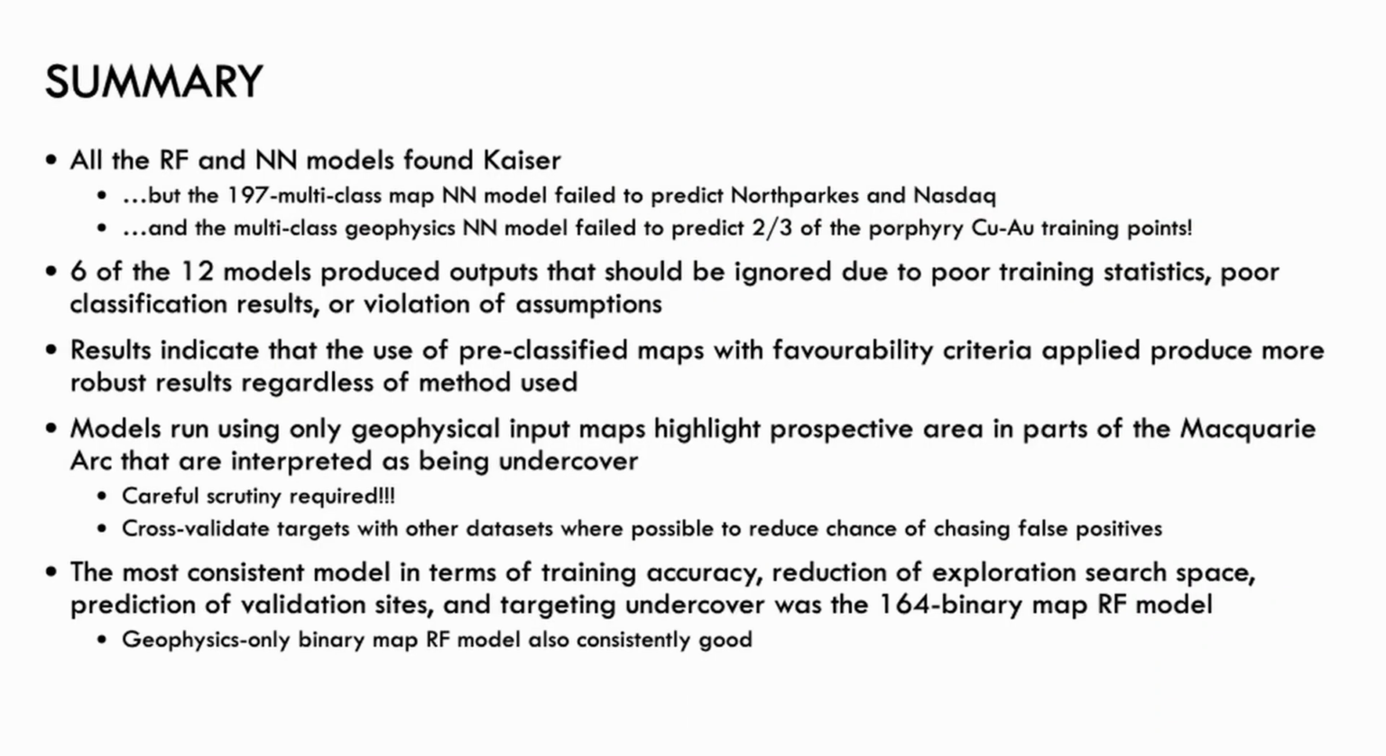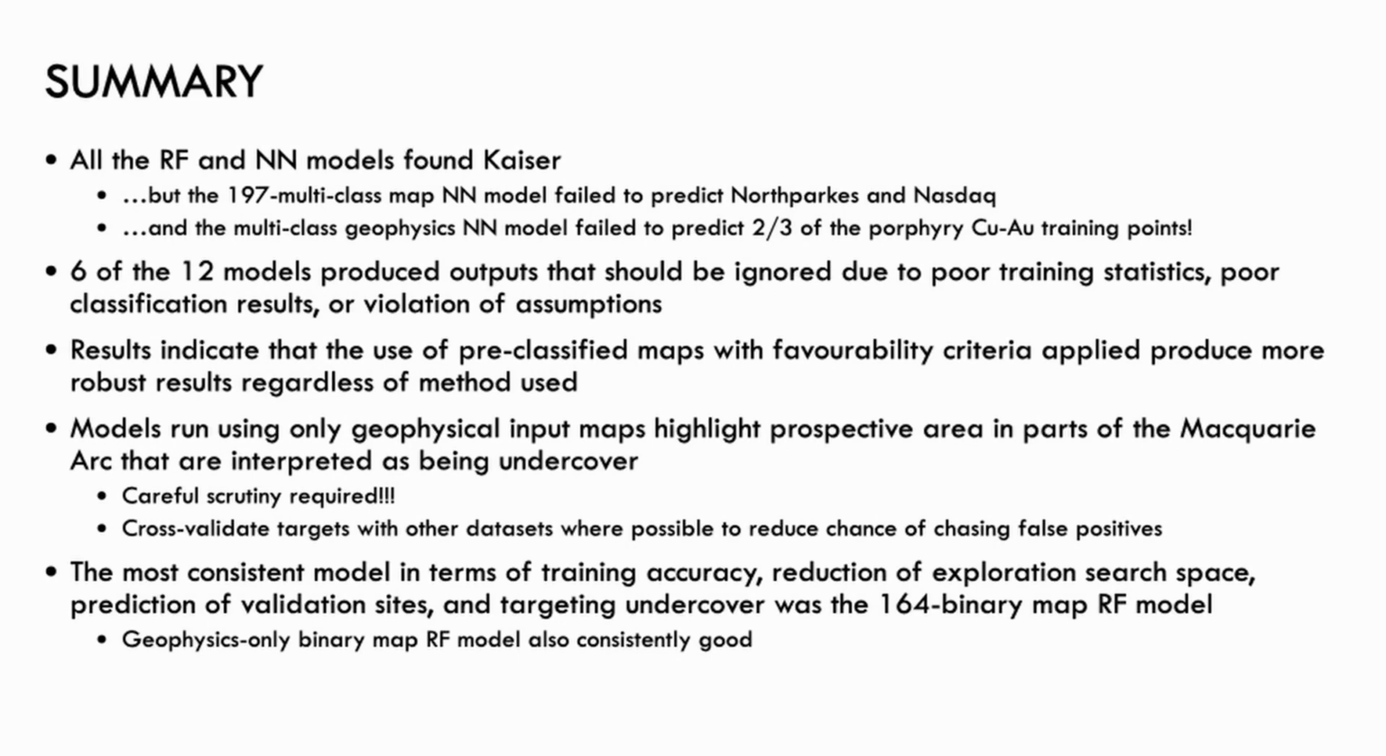So just summarising all of this, all of the random forest and the neural network models found Kaiser. So that was what initially kicked off doing this machine learning work. But there's some issues with some of the other training points in a couple of the models. So one of the neural networks models failed to find North Parkes and NASDAQ. This is the porphyry copper gold sort of mineral system more generally.